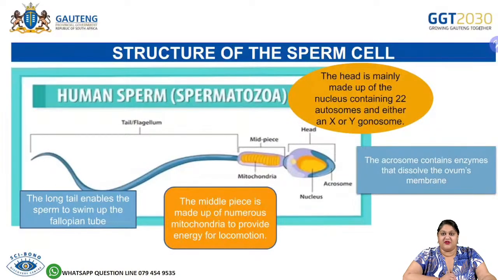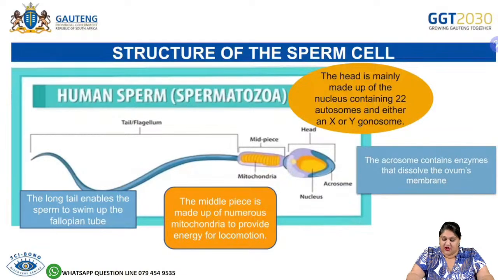Okay, now we're going to go to the structure of the sperm cell. So now we have spoken about how the sperm cells are formed. We spoke about how the ova are formed. And now we actually have to go through the structures of them. As you know, in life sciences, we love structures and functions. So you need to know how to label this. You need to know the different structures as well as the functions. So this is the structure of a sperm cell.